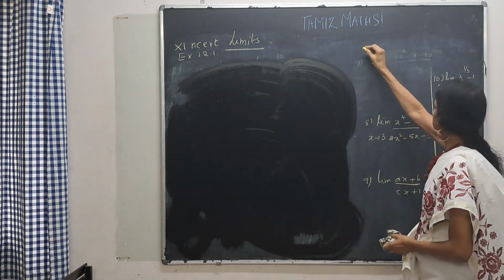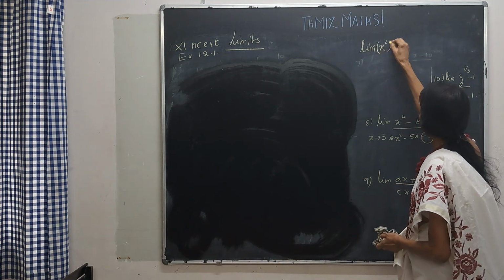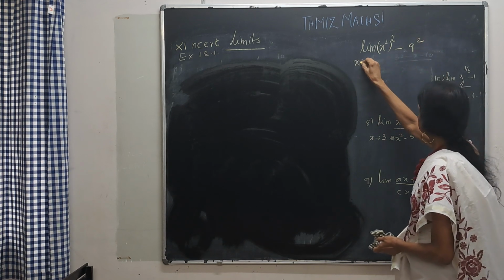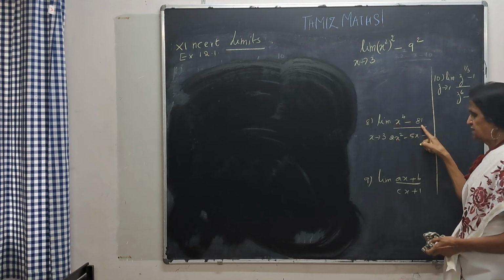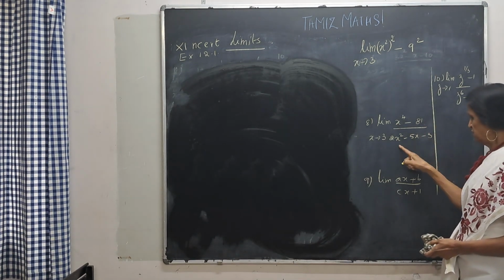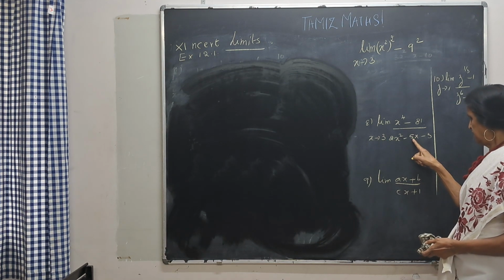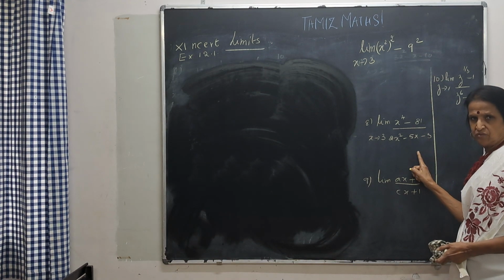This is limit x tending to 3 of (x square whole square minus 9 square). When I substitute the limit, 81 minus 81, it becomes 0. Substitute the limit here: 2 into 9, and again minus 5 into 3. That also becomes 0. It takes 0 by 0 form.